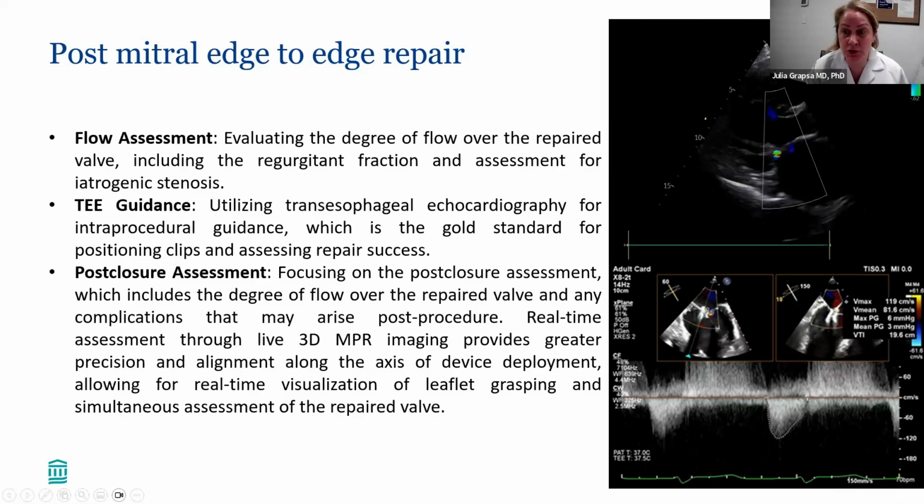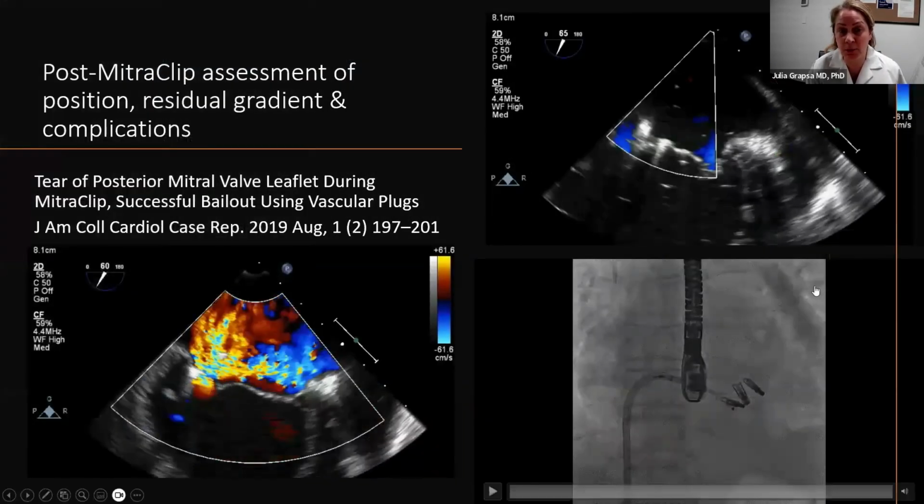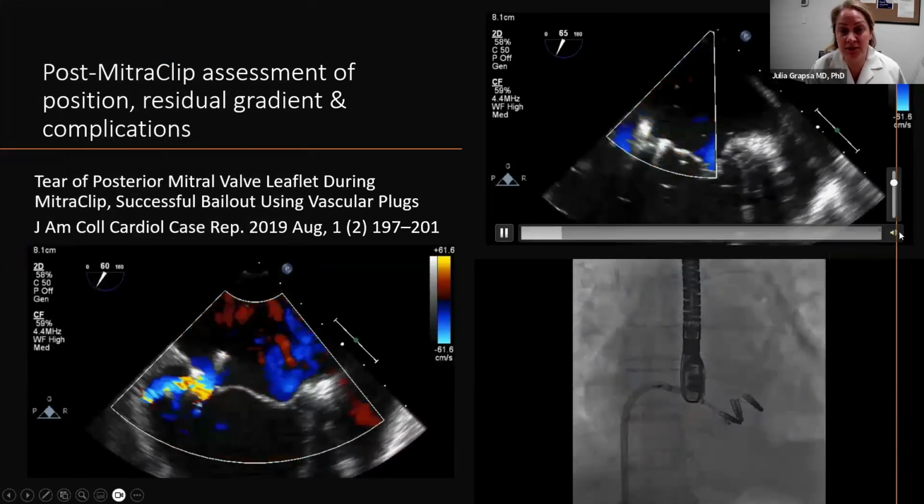This is a MitraClip insertion that gives a mean gradient of 3, and we don't want it to be more than 5. We also use transesophageal echo for the positioning, and if it needs repositioning, we do it, as I said, to have the best possible outcome. And then we have an algorithm that I will show you on how to assess the clip and, of course, the regurgitation post-device deployment.